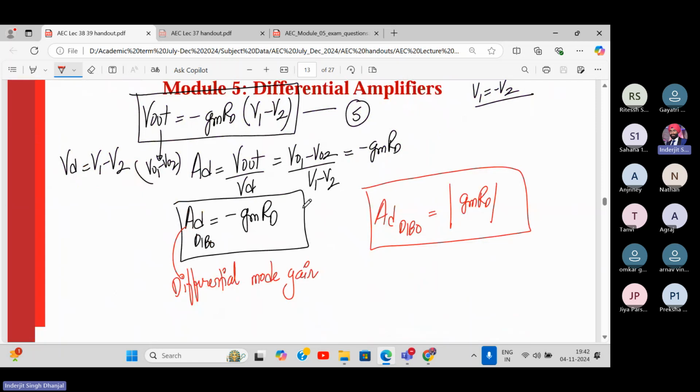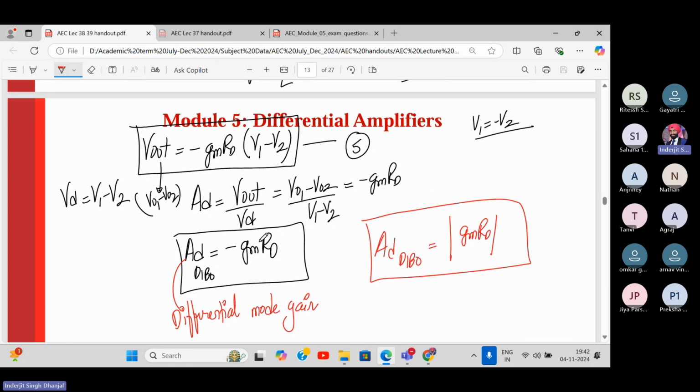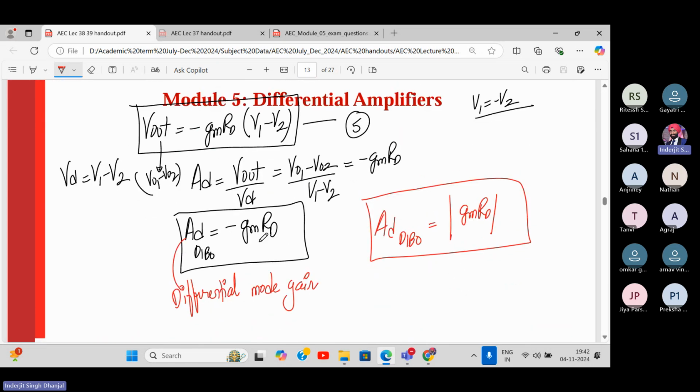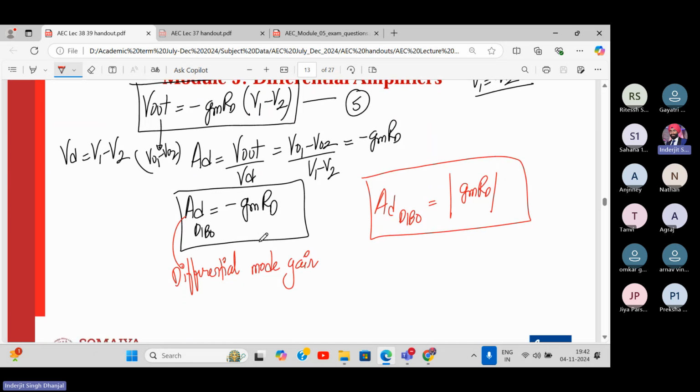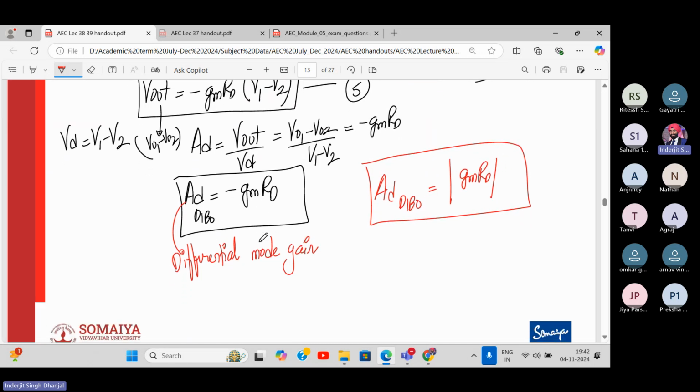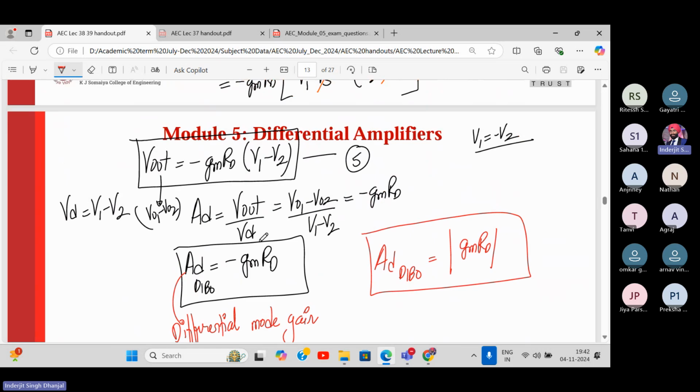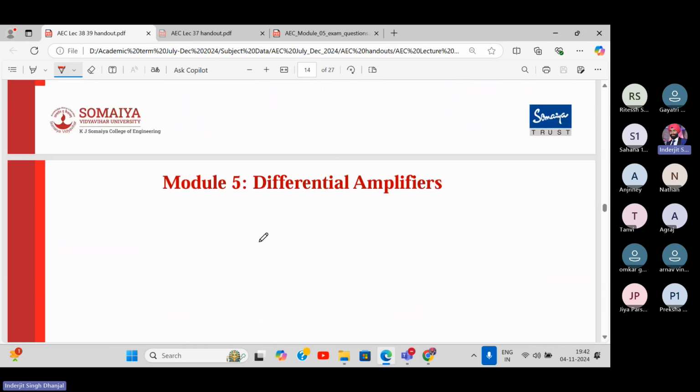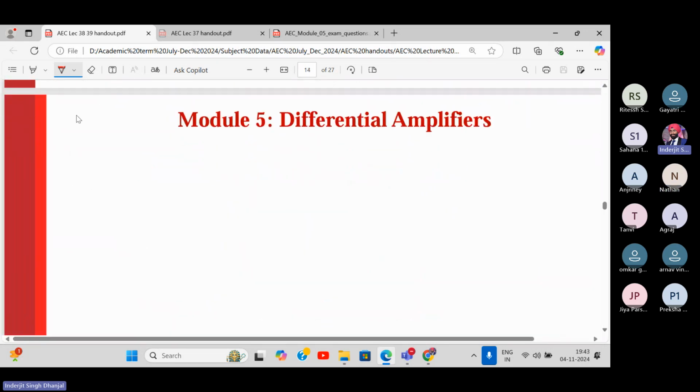Earlier also we have solved a numerical and we have arrived at this step. Now let me also complete the common mode derivation and then we will end for today's lecture. Can we start the common mode operation? Hello students, yes or no? Okay, so write down ACM derivation.